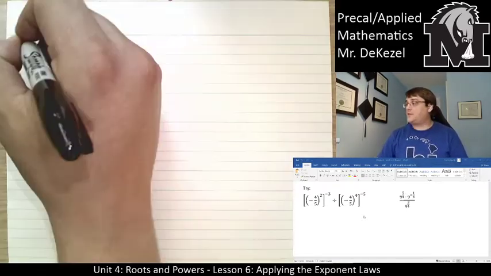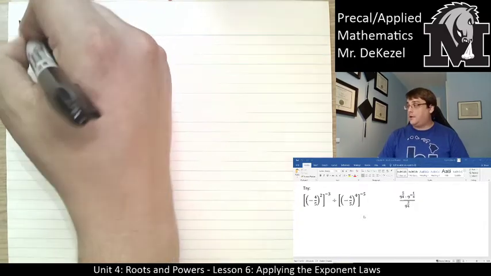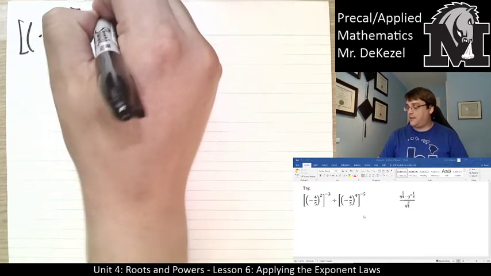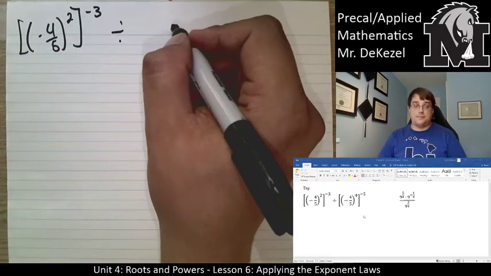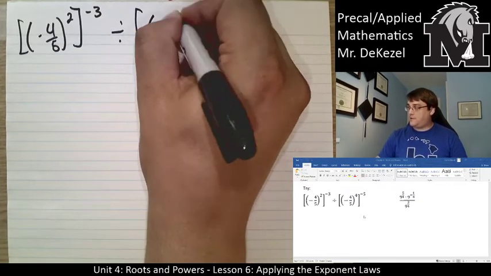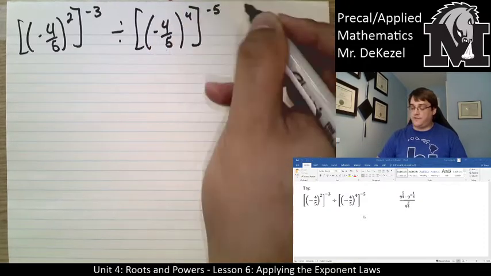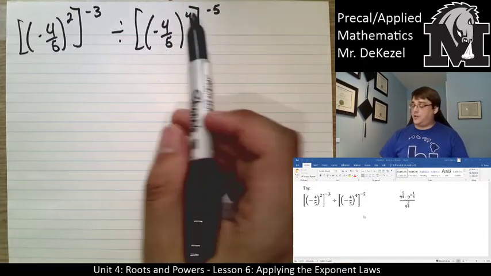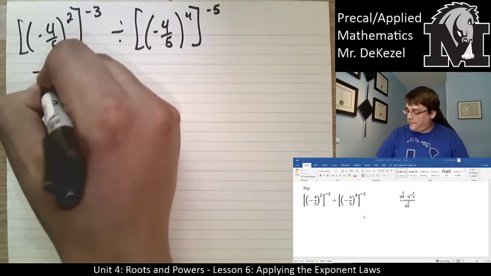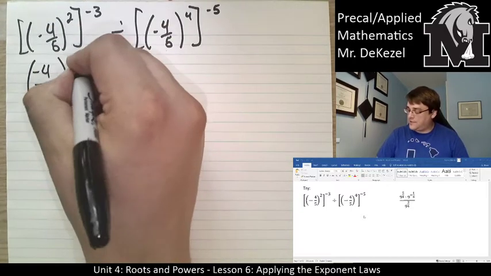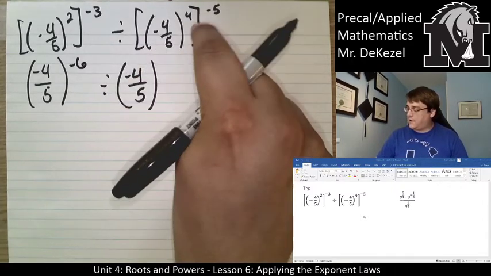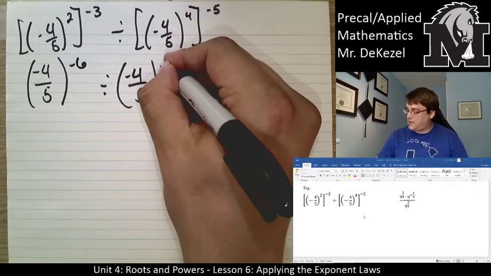Okay, let's do this. We have, first of all, negative 4 fifths to the power of 2, all to the power of negative 3, divided by this time, not multiplied by, divided by, negative 4 fifths to the power of 4, all to the power of negative 5. So, first thing we're going to do is do the exponent of the exponent, work that in. So we'd be left with negative 4 fifths to the power of 2 times negative 3 is negative 6, divided by negative 4 fifths to the power of 4 times negative 5 is negative 20.